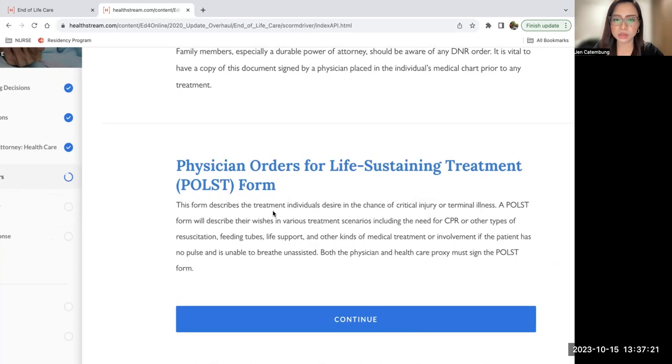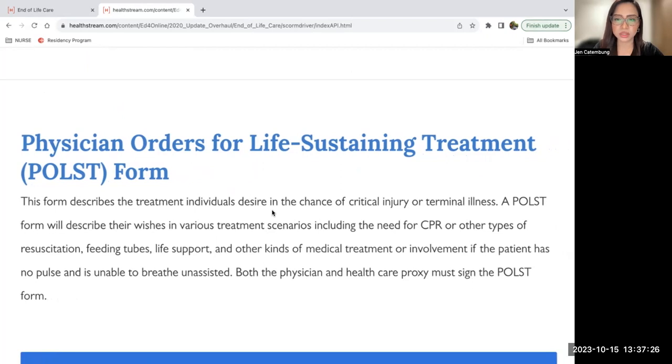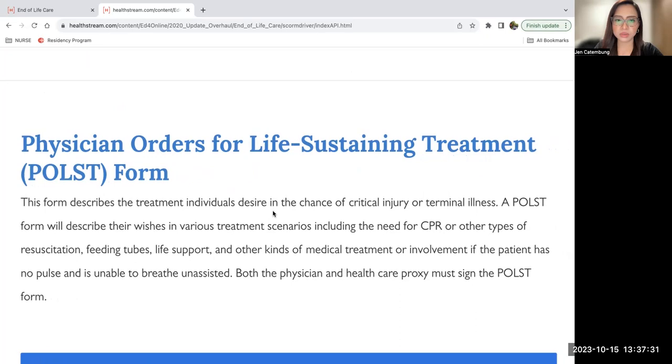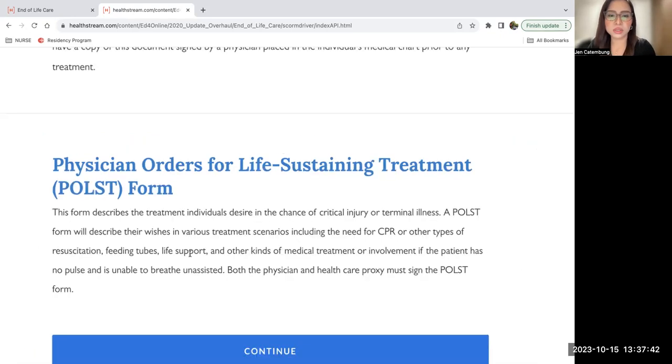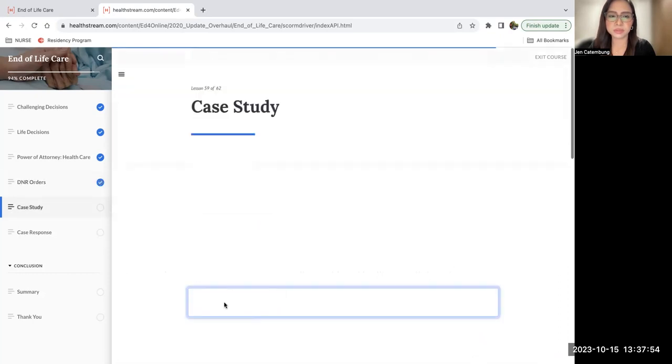This form describes the treatment individuals desire in the chance of critical injury or terminal illness. The physician orders for life-sustaining treatment form will describe their wishes in various treatment scenarios, including the need for CPR or other types of resuscitation, feeding tubes, life support, and other kinds of medical treatment or involvement if the patient has no pulse and is unable to breathe unassisted. Both the physician and healthcare proxy must sign the POLST form.